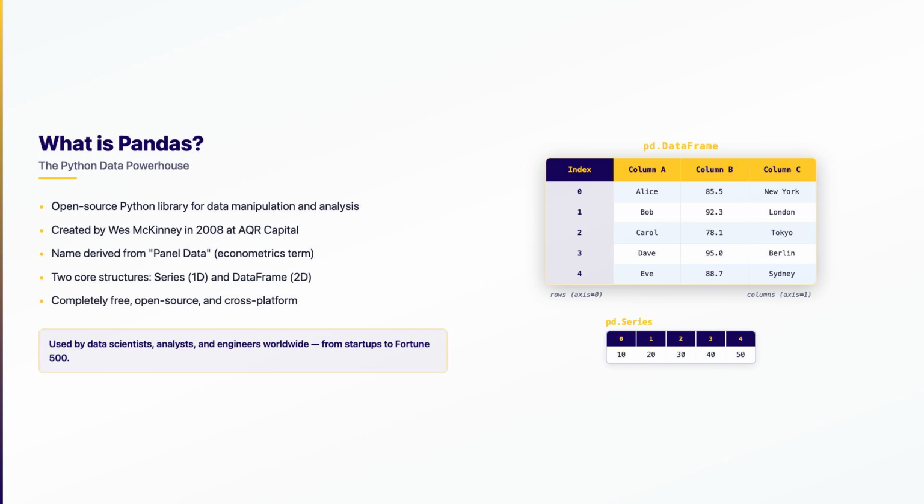Pandas provides two main data structures. First, the series, which is essentially a single column of data, like one column in a spreadsheet. Second, the data frame, which is a full table with rows and columns, just like a spreadsheet but far more powerful. It works on Windows, Mac, and Linux, and because it is open source, it is completely free to use.